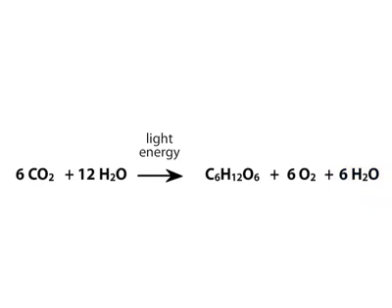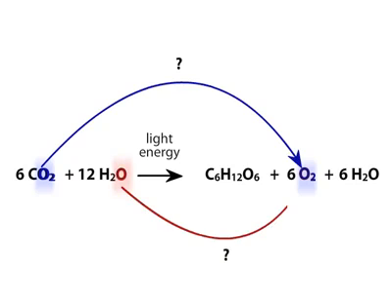Of course, knowing the reactants and products does not tell us the specific nature of the photosynthetic reactions that take place. For example, where does the oxygen that's released into the atmosphere by plants come from? Does it come from the carbon dioxide or from the water?